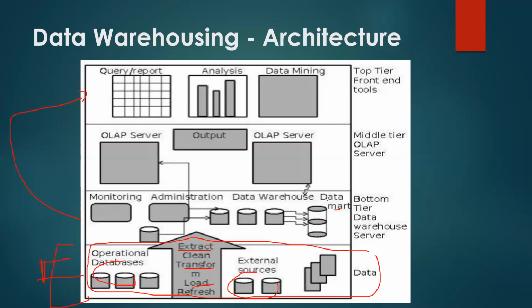But how does data travel from this bottom tier to the top tier, from the data layer to your front end layer? That is managed by what is called the middle tier, where you have OLAP servers. We discussed OLAP before: OLTP versus OLAP, analytical processing. The job of online analytical processing servers is to get the data from the data marts and other clean data to the front end, which could be used to design reports and tables.